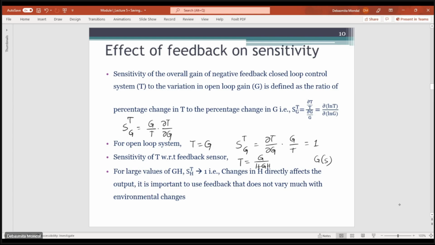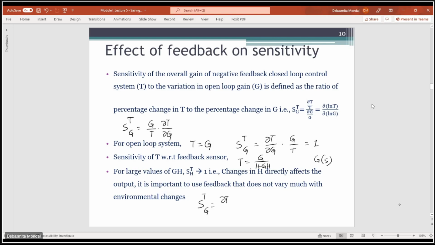Now if there is a closed loop system with the feedback element h, then the overall transfer function or the overall gain T will be given by g by 1 plus gh. Similarly, I want to find the sensitivity S_T of G. So S_T of G will be equal to the partial derivative of T with respect to g, multiplied by g by t.